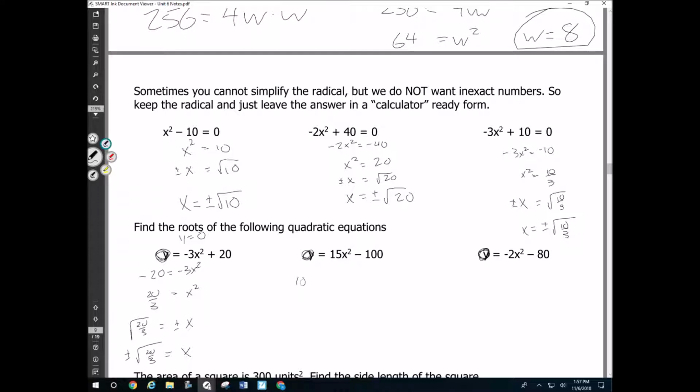Add 100, divide 15. I could simplify 100 over 15. Divide everything by 5, you get 20 over 3. Square root both sides, plus or minus x equals root 20 over 3. X is plus or minus root 20 thirds.